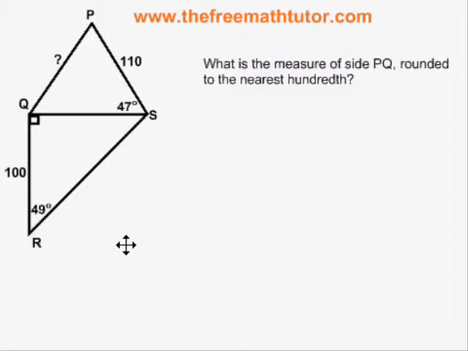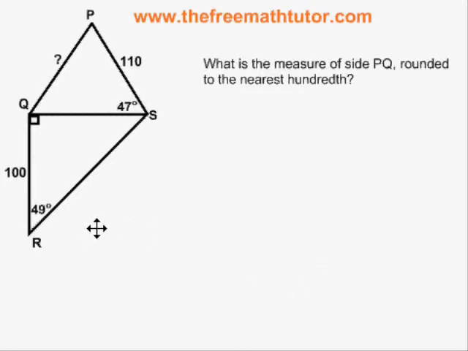QRS is a right triangle, and we know angle R, which is 49 degrees, and side QR, which is 100. Therefore, we know an angle and its adjacent side, and what we would like to find in this situation is the opposite side. We could also find the hypotenuse, but that's not going to help us to solve the triangle on the top. The opposite side to angle R is side QS, and that side happens to be shared by the two triangles.